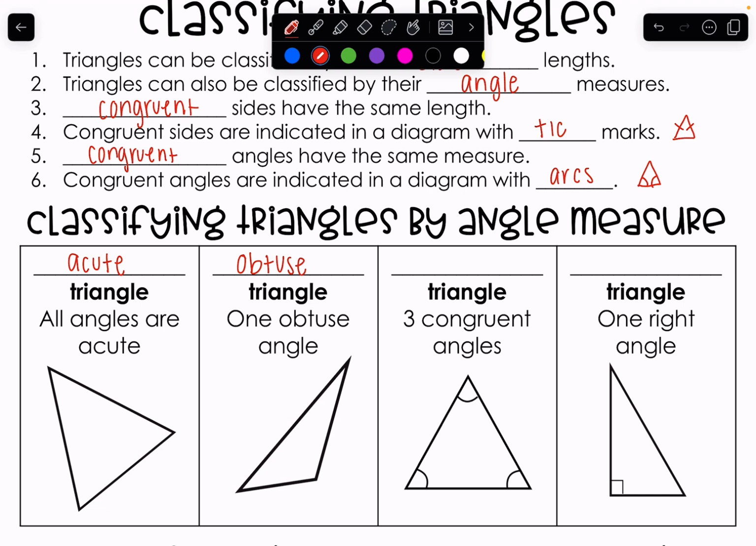We also have a triangle called an equal angular triangle, where all three angles are exactly the same. And then the last type of triangle we have, where there's one right angle, is called a right triangle. So these are the four. So there's one right angle and then the other two are acute. These are the four types of triangles that we have when we're classifying them by their angle measurements.